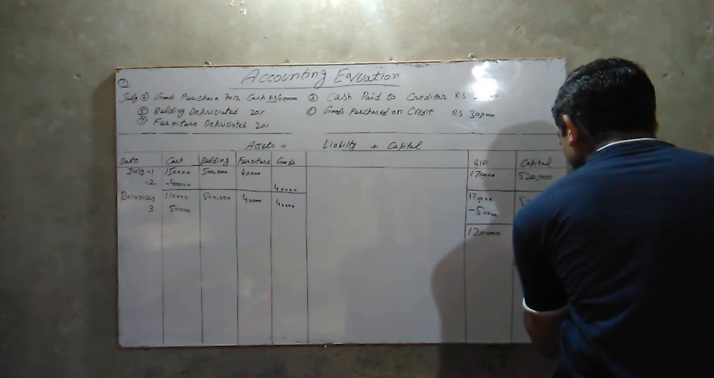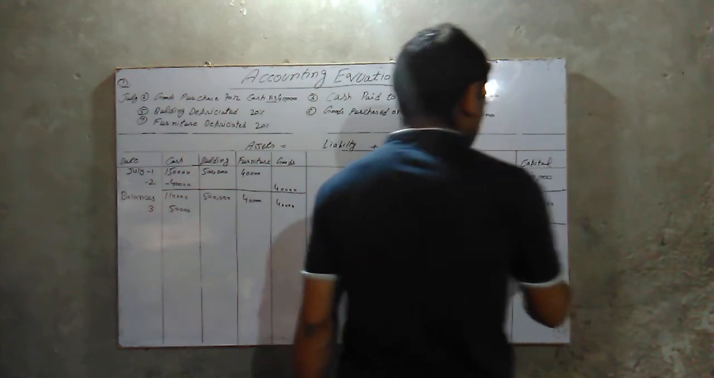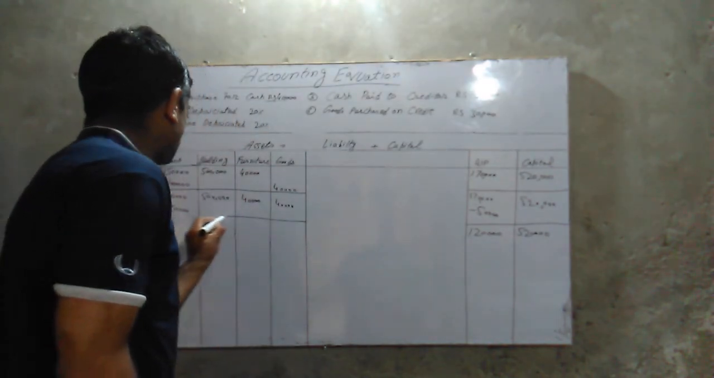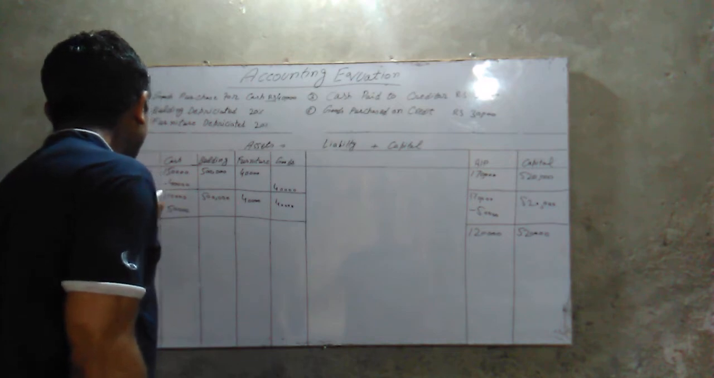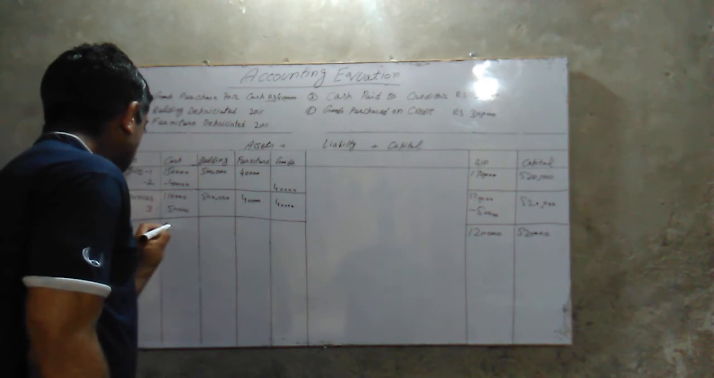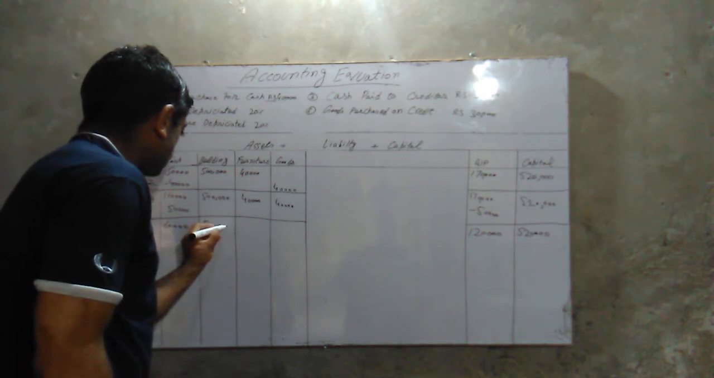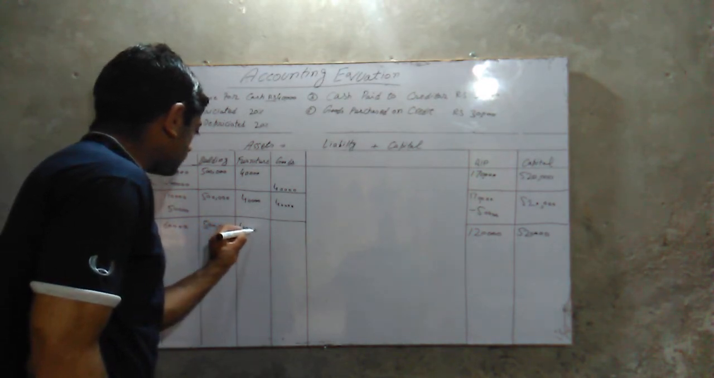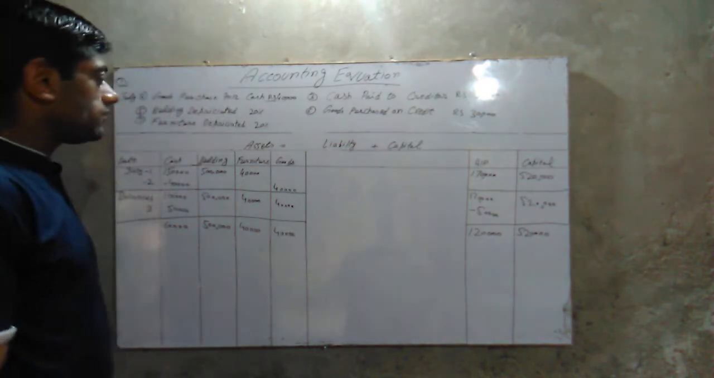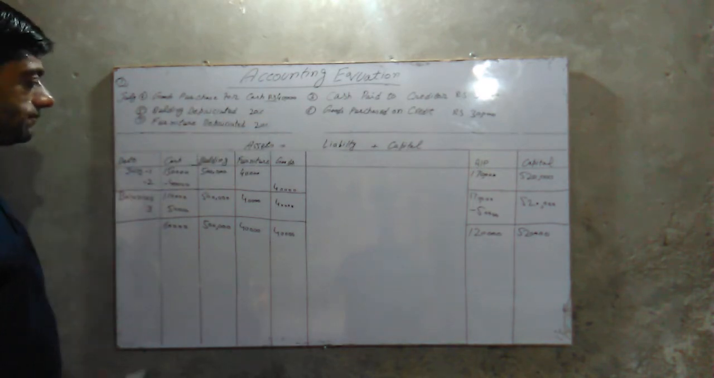So it's 1,20,000, 5,20,000, and on the other side 60,000, 5,40,000, 40,000. So next, on 5th July.